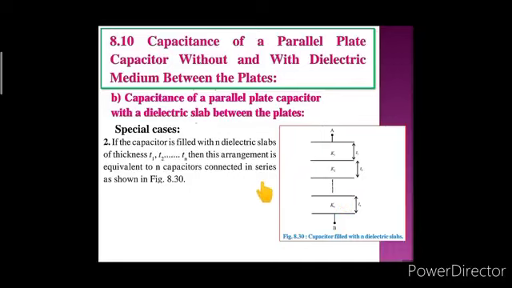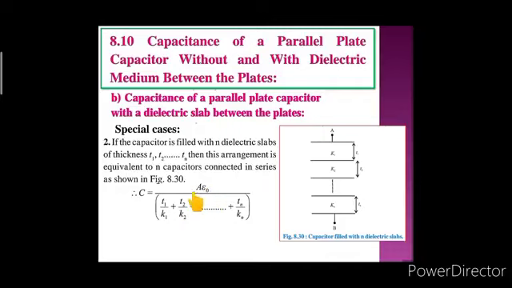by using this, we can say that the value of the capacitance we are getting as C is equal to A epsilon naught upon, in bracket, t1 upon K1 plus t2 upon K2 plus t3 upon K3 till plus tn upon Kn, where t1, t2 till tn are the thicknesses of the dielectric slabs introduced between the two parallel plates of the capacitor, and K1, K2 till Kn would be the dielectric constants of the corresponding dielectric slabs introduced between the two parallel plates of the capacitor.